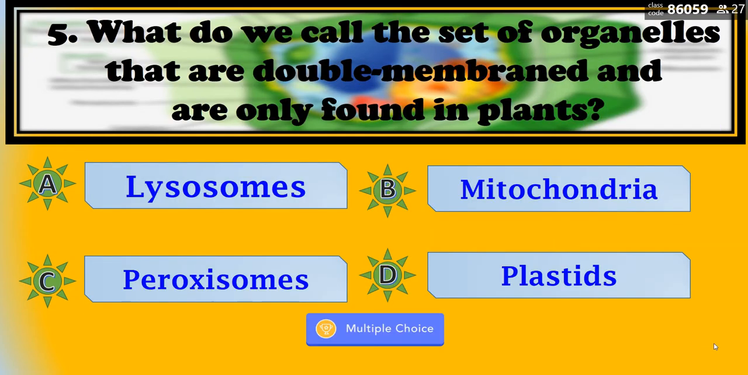Let's have number 5 question. What do we call the set of organelles that are double membraned and are only found in plants? A, lysosomes, B, mitochondria, C, peroxisomes, and D, plastids. Go. Okay, time is up. The correct answer for number 5 is letter D, plastids.